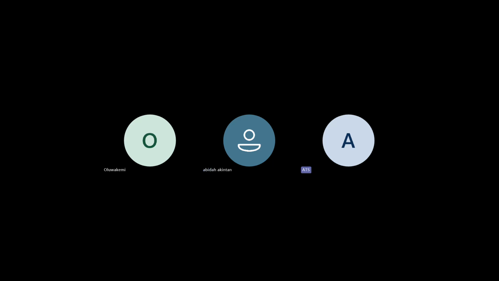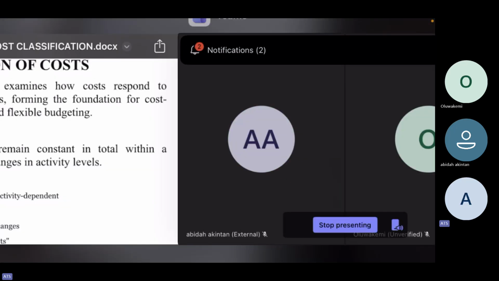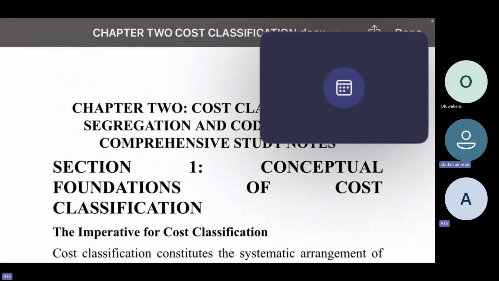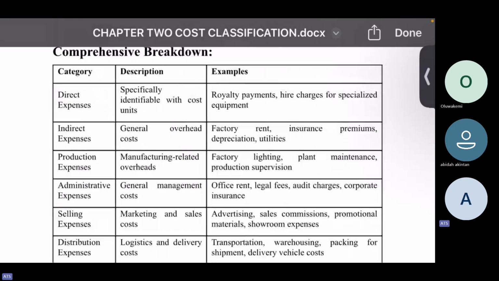Give me a second to share my screen again. Okay. Can you see my screen now? Yes, ma'am. So we're on according to behavior.